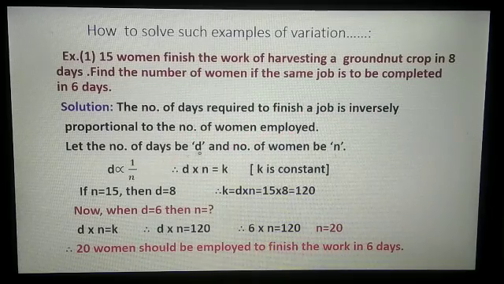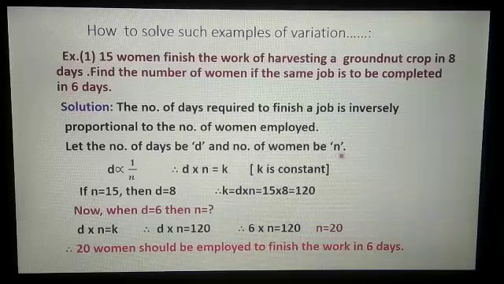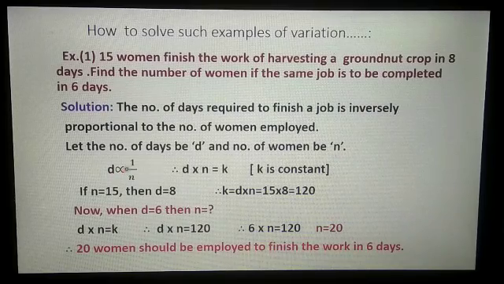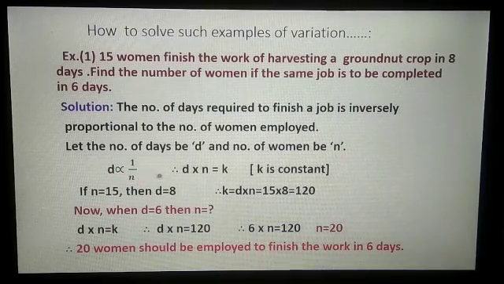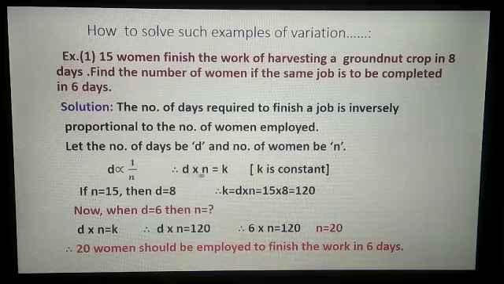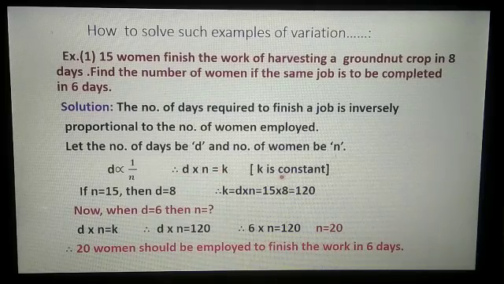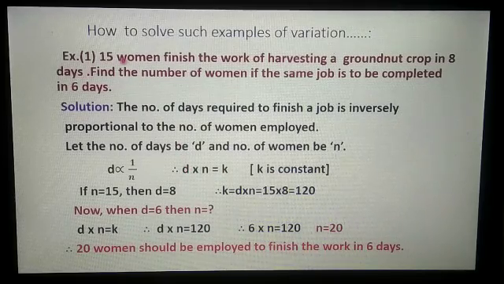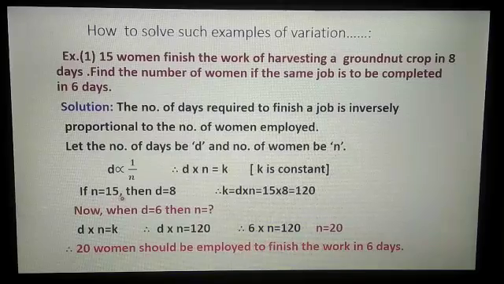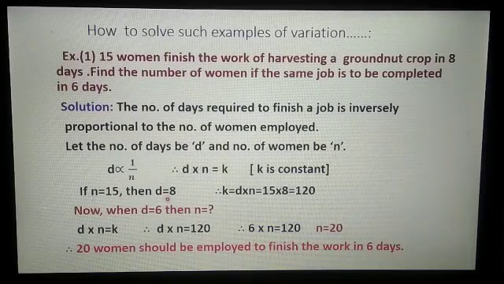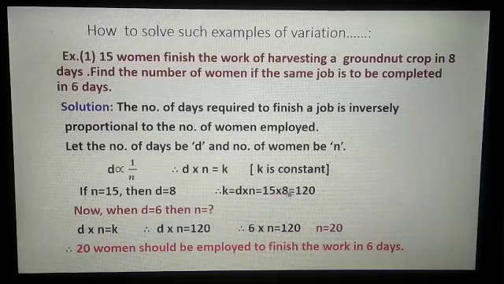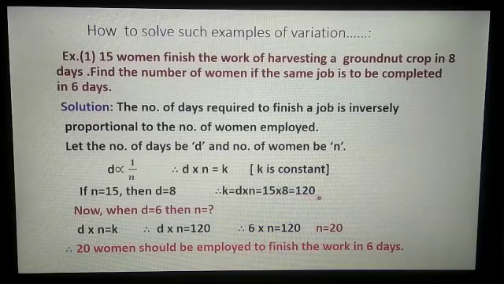So let the number of days be D and the number of women be N. So in symbolic representation, what will you write? D varies inversely with N. So the product of these two quantities, D multiplied by N, is equal to K, where K is the constant of variation. Now substitute the values for N and D. N is the number of women, that is N is equal to 15, and D means days, the number of days. So D is equal to 8. Therefore K is equal to D multiplied by N, which is 15 multiplied by 8, that is 120. That means K is equal to 120.